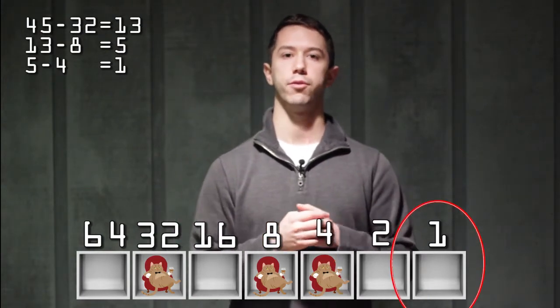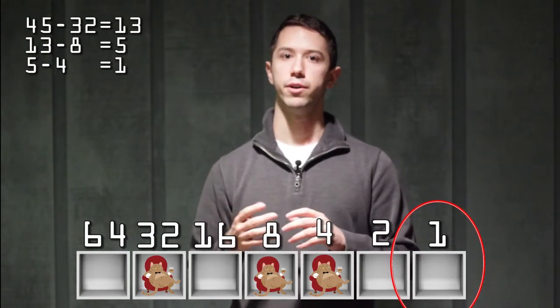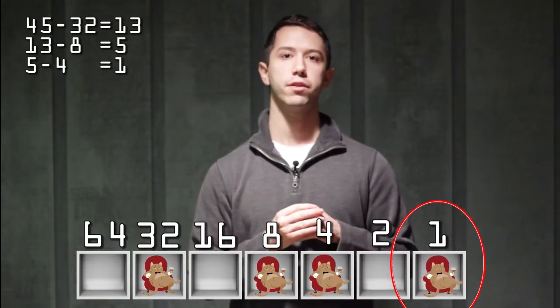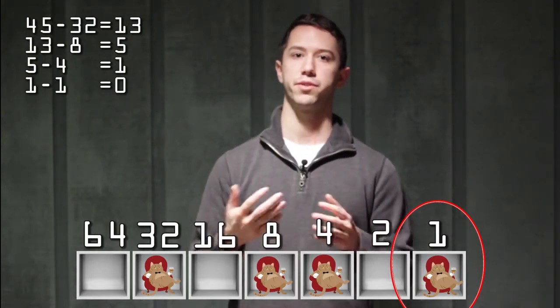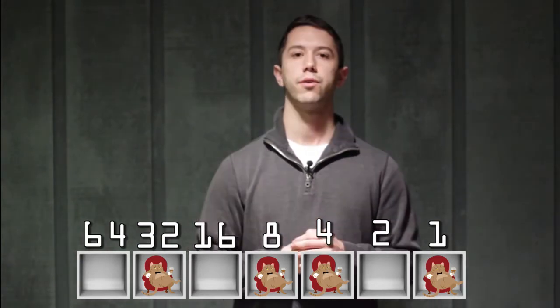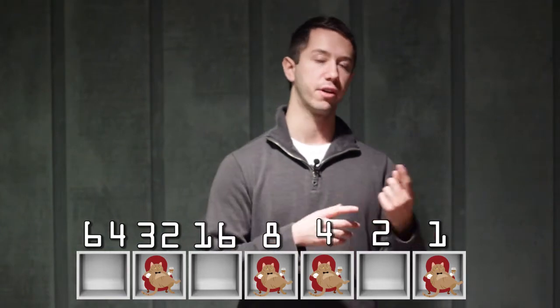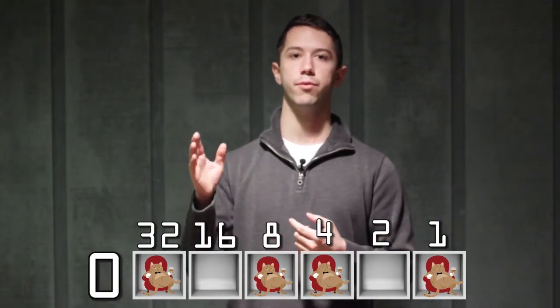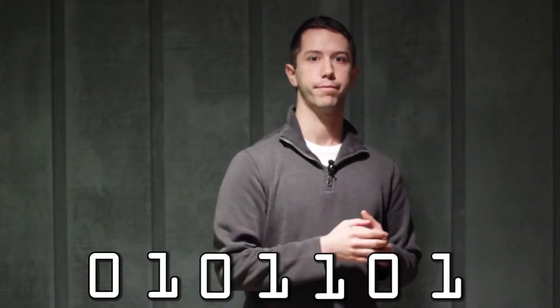Finally, the last cubby hole is 1. 1 is equal to our target number, which is 1, and you can subtract it, so we are going to fill in this cubby hole, and then subtract 1 from 1, leaving us with 0. With no cubby holes left, we're done with this calculation. Reading these cubby holes as 1 being filled and 0 being unfilled, we read 0, 1, 0, 1, 1, 0, 1.